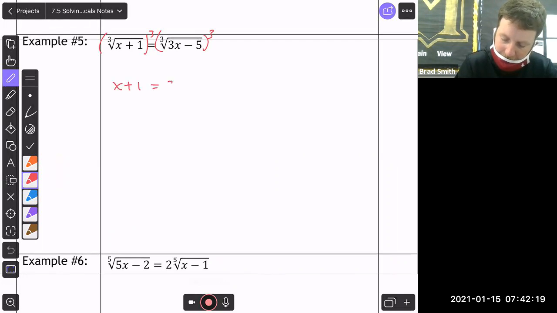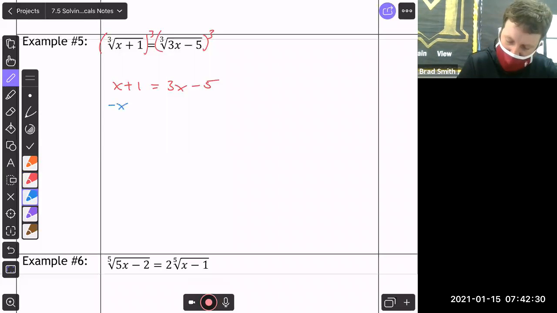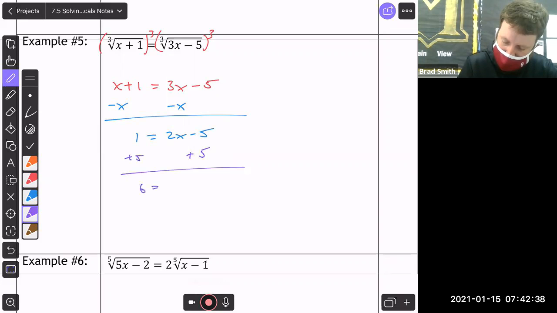The nice thing about this example is that when you cube both sides, the radicals go away. And then now you're down to a basic algebra 1 problem. So 1 equals 2x minus 5. Add 5, so 6 is equal to 2x. So x is equal to 3.